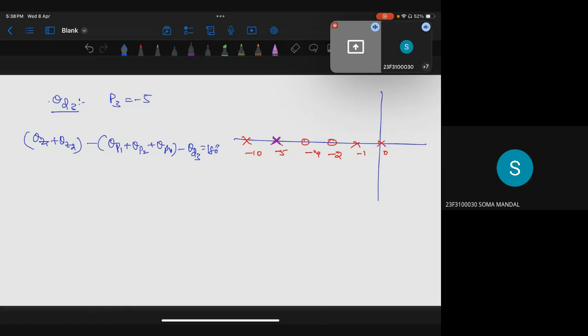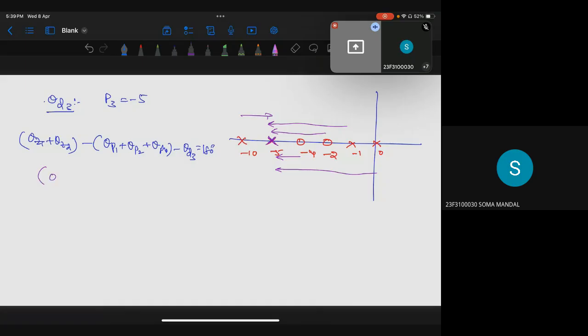Yes, sir. So now draw the vectors. From theta Z1, this is the vector. Theta Z2, this is the vector. Theta P1, this is the vector. Theta P2, this is the vector. Theta P4, this is the vector. Correct? Now compare the equations and get the values. 0 plus 0 minus 180 plus 180 plus 0 minus theta D3 equal to 180. So theta D3 is minus 540.